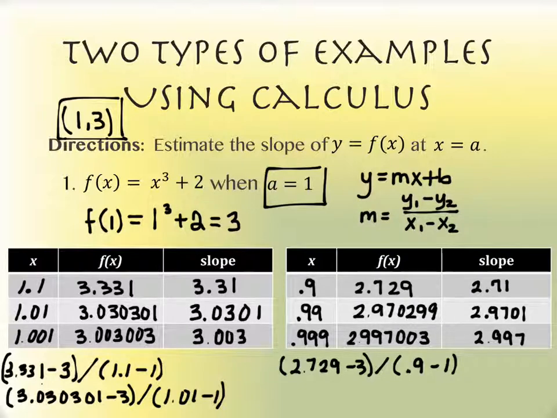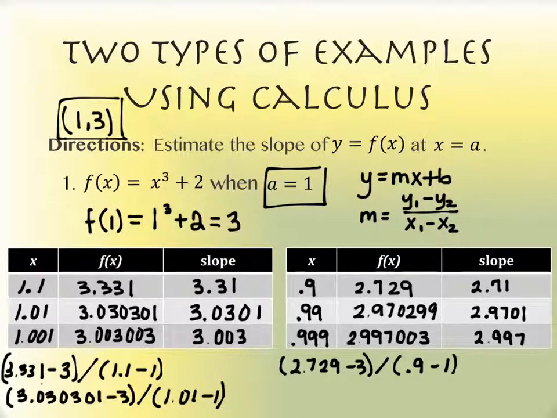And this is 2.997. Now, if you go back up and look at the directions real quick, we've filled in this table. Okay, we did. We filled in all the table. But the directions actually didn't say fill in the table, did it? And we have to fill in the table, don't get me wrong. But that's not what the directions said. The directions said to estimate the slope. So we have 6 slopes on our screen right now: 3.31, 3.0301, and so forth. We've got 6 different slope values.